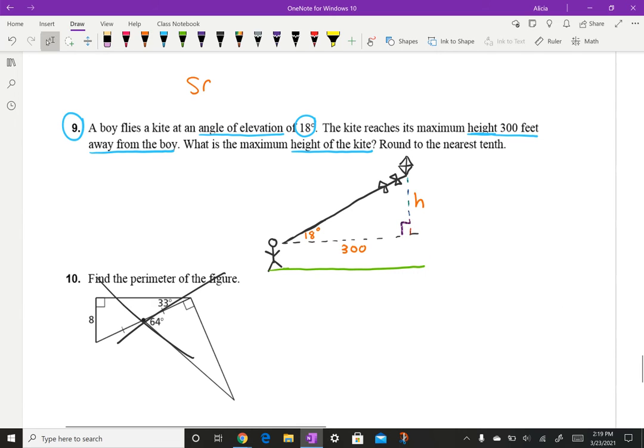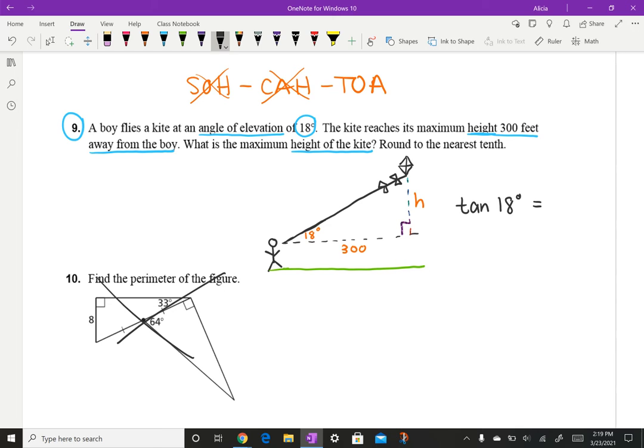When we think about SOHCAHTOA, we think that, well, sine and cosine have something to do with the hypotenuse. Notice that our hypotenuse here, we don't know anything about that. So I know I'm not going to use sine and I'm not going to use cosine. So therefore, the one that is left is to use tangent.